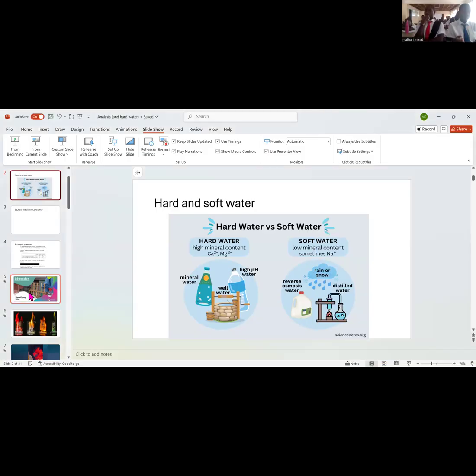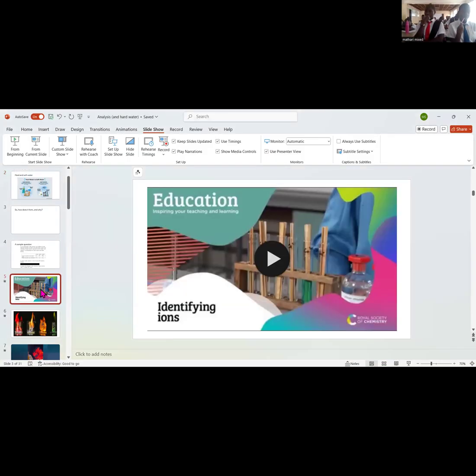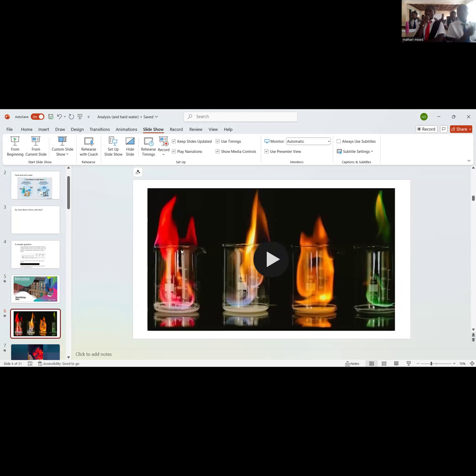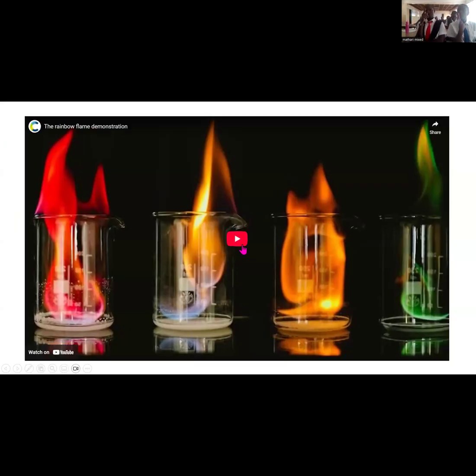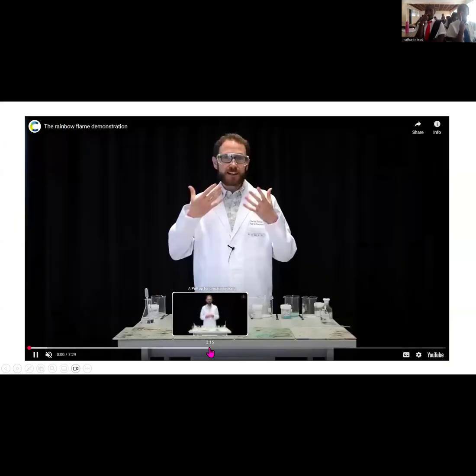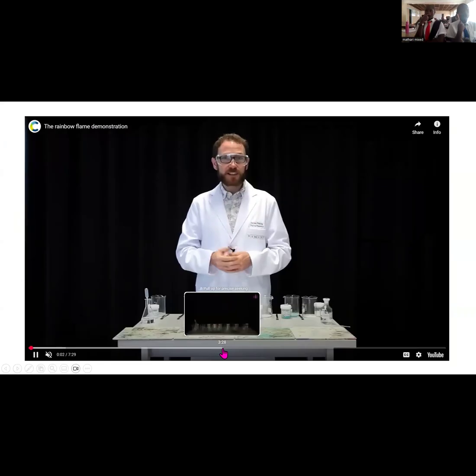Okay. So we're going to be looking at identifying ions. I'm going to send this presentation to your teachers so they can show you this if they want. And it contains some quite interesting things. I'm going to just show you this because to me it is interesting. It is something you don't need to know about, but I'm just going to show you a little bit of it.